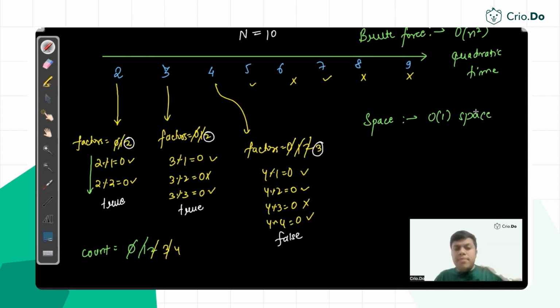So can there be a better approach? Can we optimize this? The answer is surely yes, we can, but we have to see a mathematical proof or a mathematical observation for that.